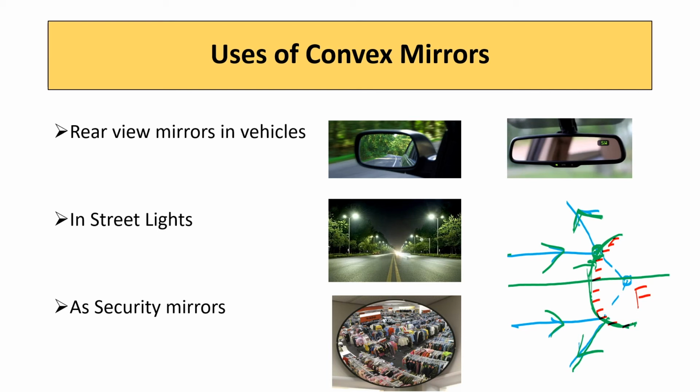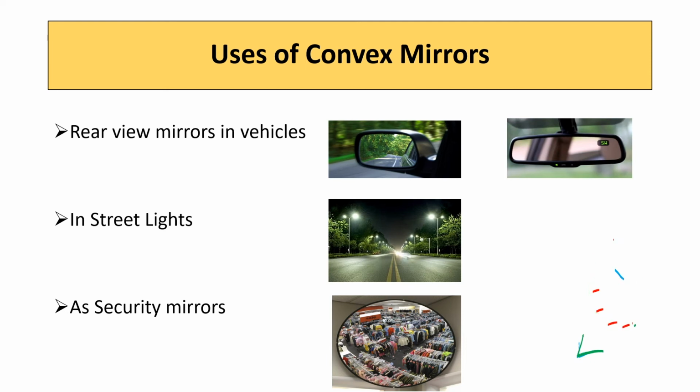You also know that a convex mirror always gives you an erect, diminished image. This property of the convex mirror is used in rear view mirrors in vehicles, in street lights, and as security mirrors in public buildings. These are some of the uses of convex mirrors.